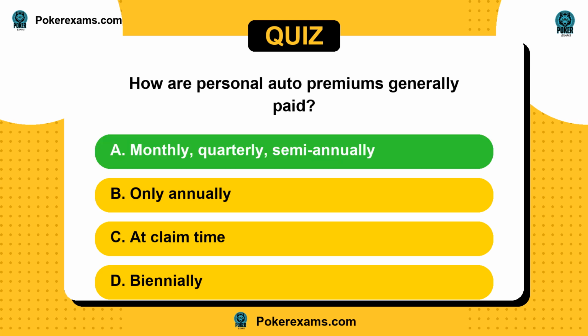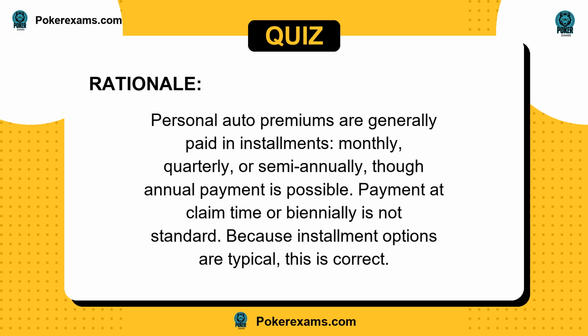The answer is A. Personal auto premiums are generally paid in installments, monthly, quarterly, or semi-annually, though annual payment is possible. Payment at claim time or biannually is not standard. Because installment options are typical, this is correct.